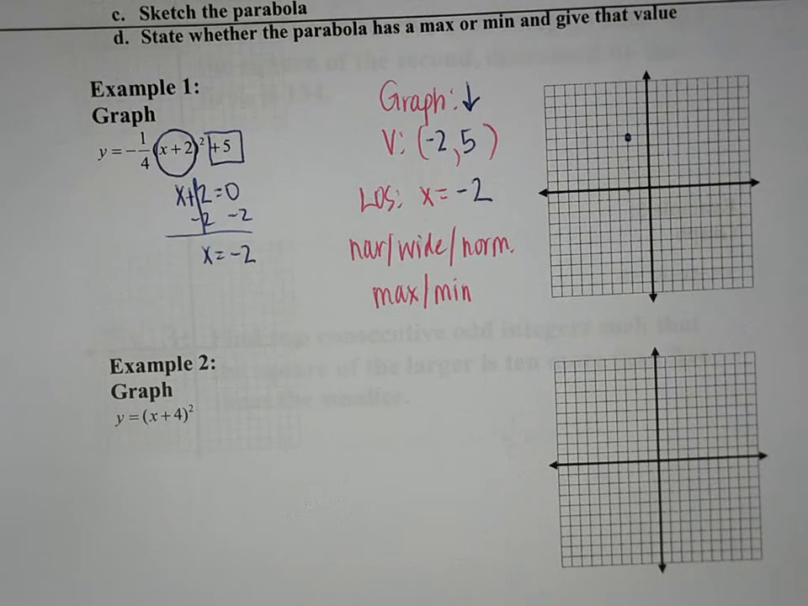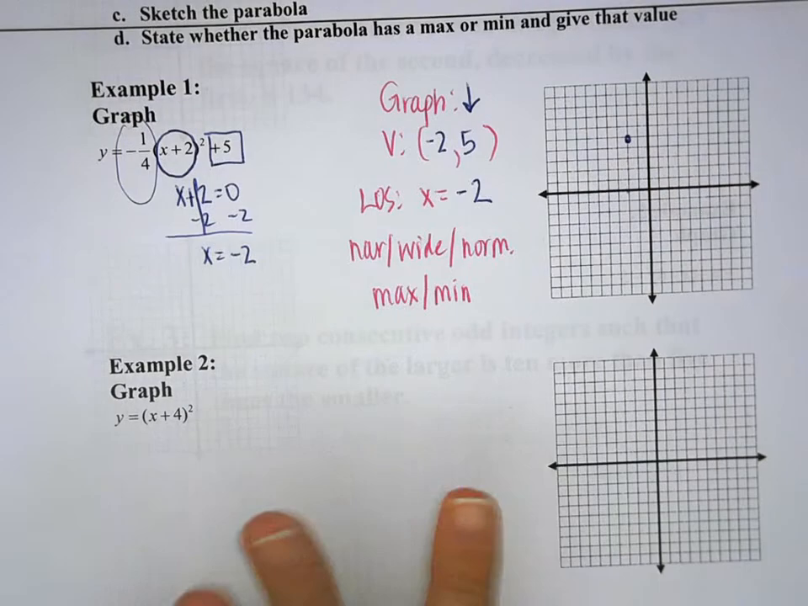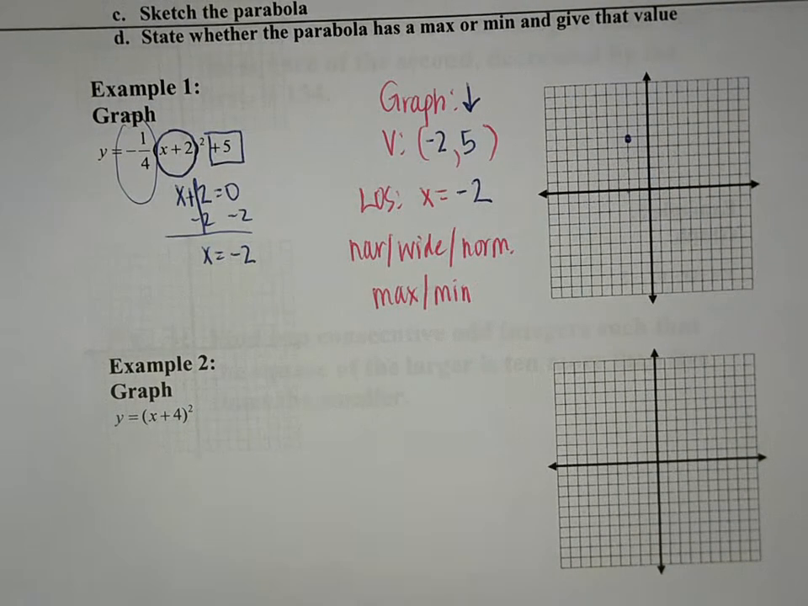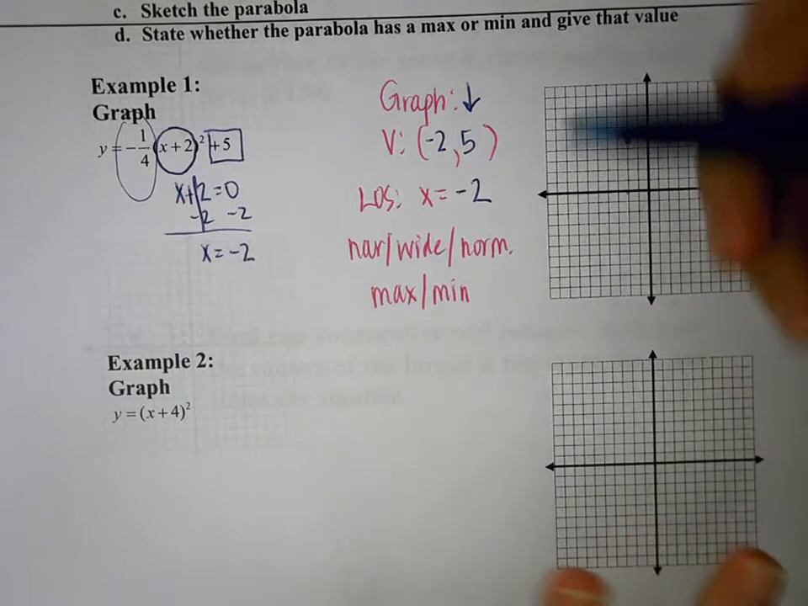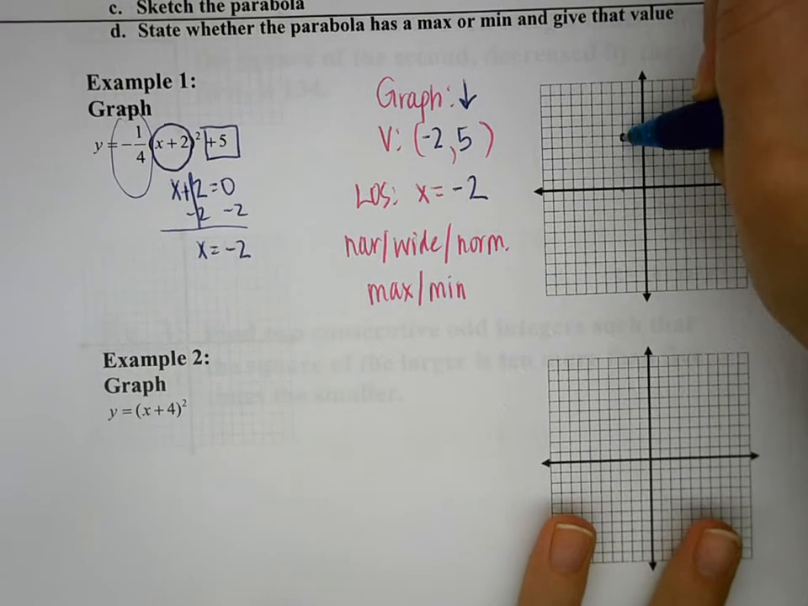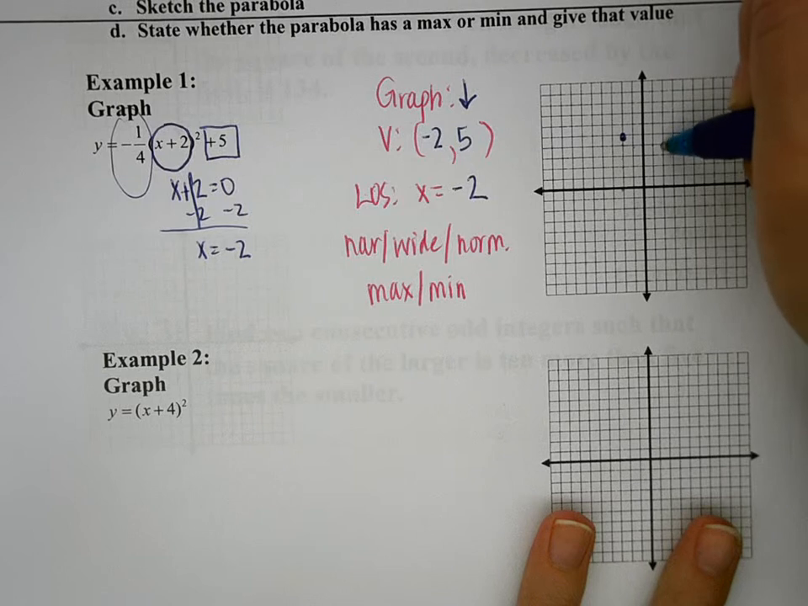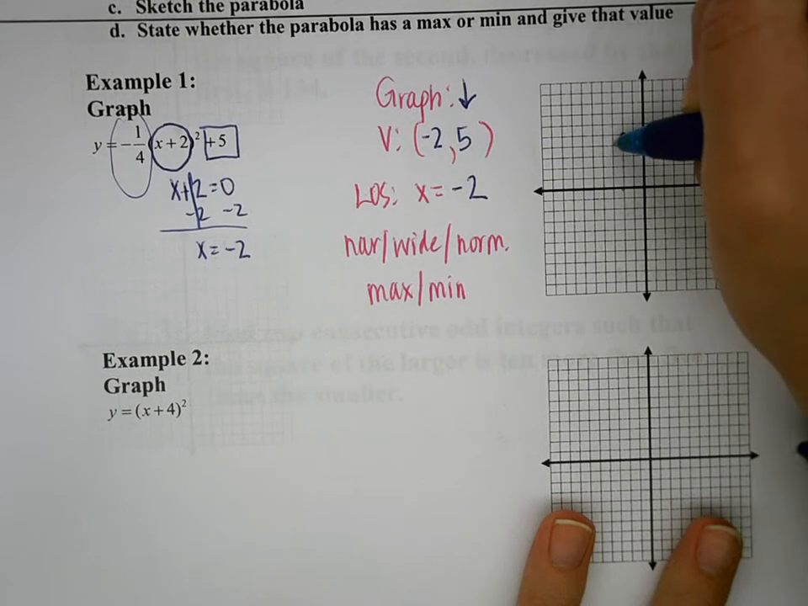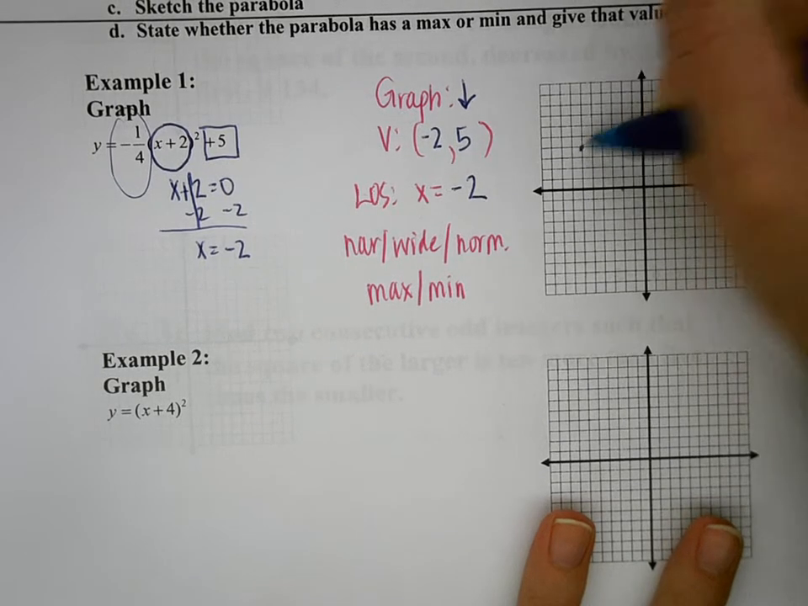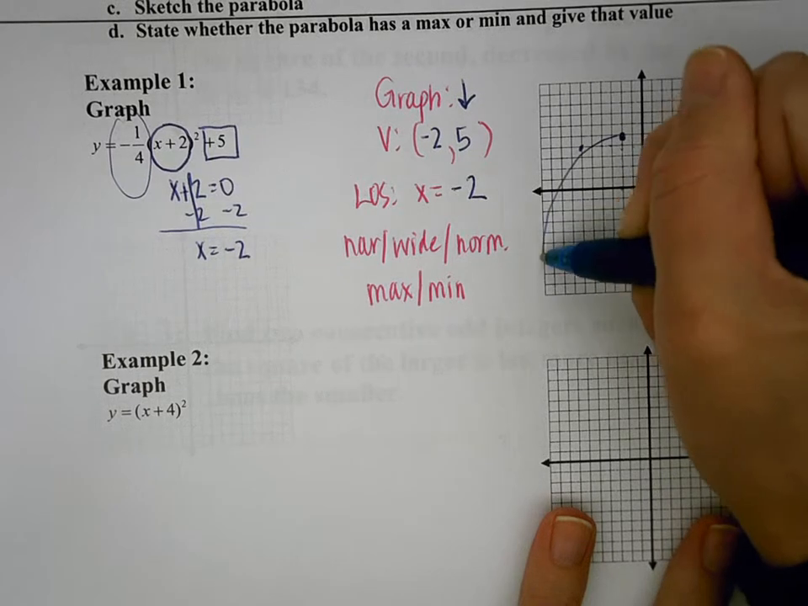My graph is going which way? Down. Now, the narrow wide thing. Basically, this is telling you if something is narrow or wide. Think of this as the slope. So from this point, my vertex, if I go down 1 and then right 4, 1, 2, 3, 4, and make a point, or down 1 and left 4, 1, 2, 3, 4, make a point, see how it's making this graph wider?